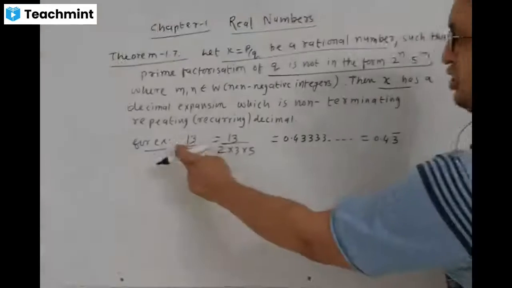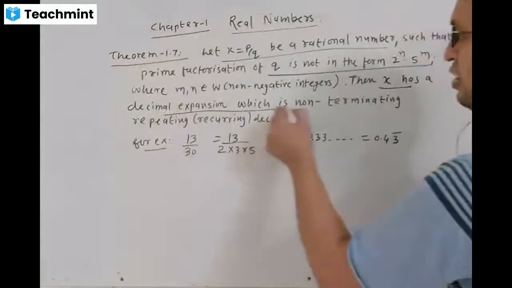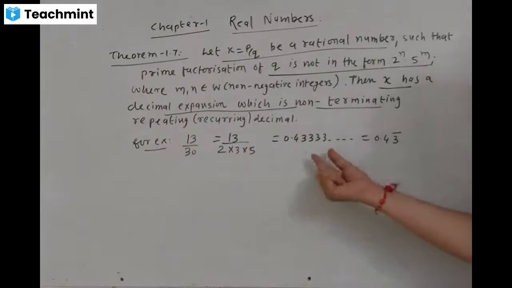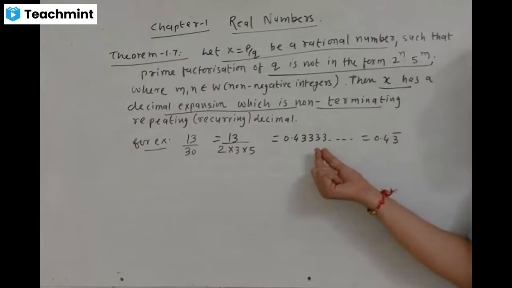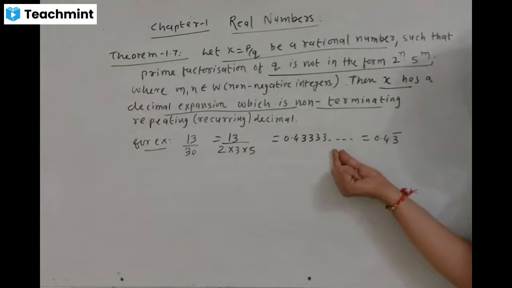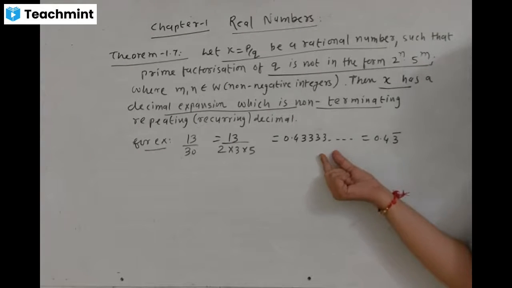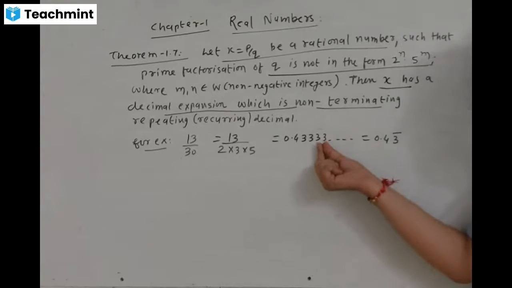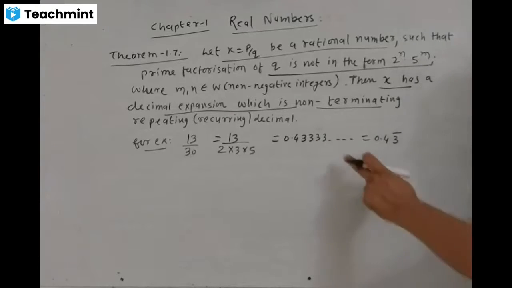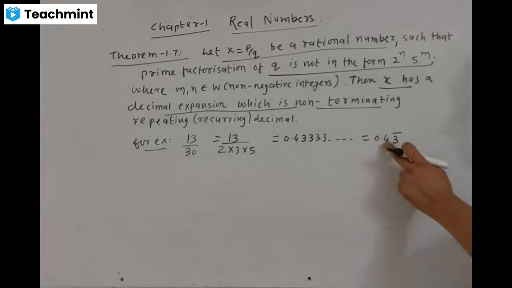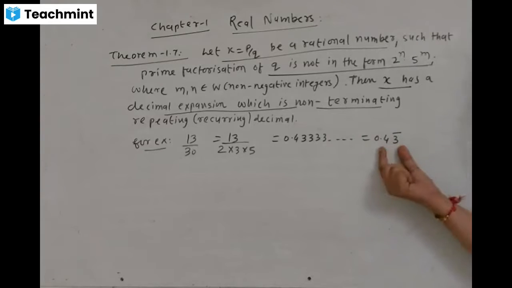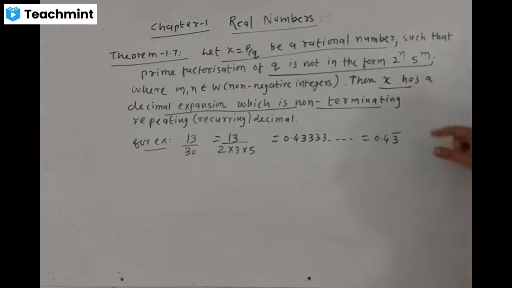For n and m both non-negative integers, then x, the given number, has a decimal expansion which is non-terminating. तो उसका decimal expansion क्या आएगा, non-terminating, non-terminating means continuously periodically repeated, periodic. If three digits are repeated, therefore 0.431 repeating, and the number is in p by q, okay, therefore that number is also a rational number.